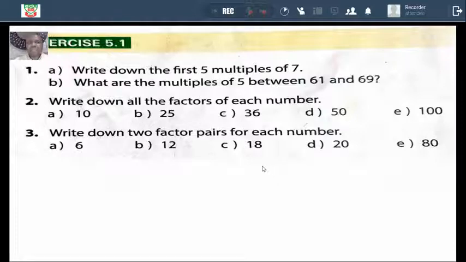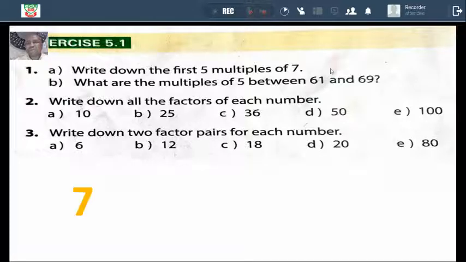Now the question says, write down the first 5 multiples of 7. You have two numbers here. You have to be careful. What is it that you're going to be doing? 5 and 7. We're looking for multiples of 7, not 5. But those multiples must be 5 of them. Now let's start doing the multiples of 7 and make 5 of them.